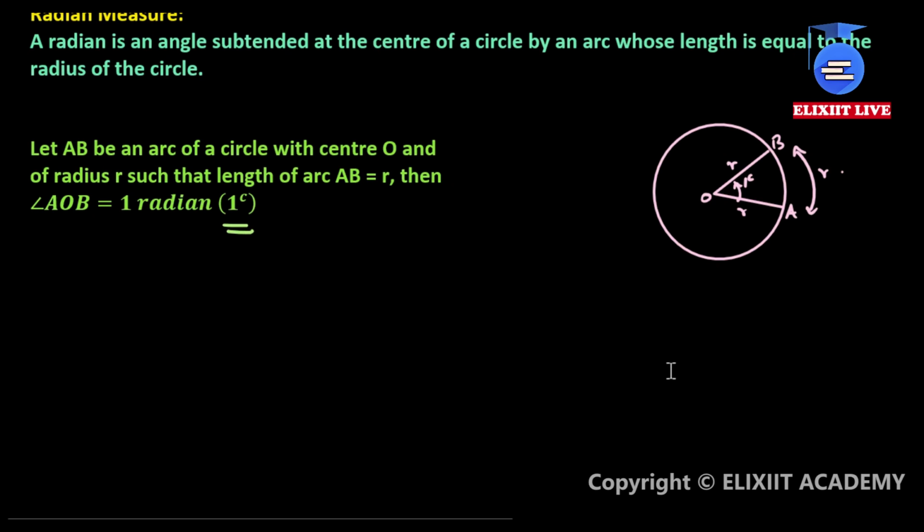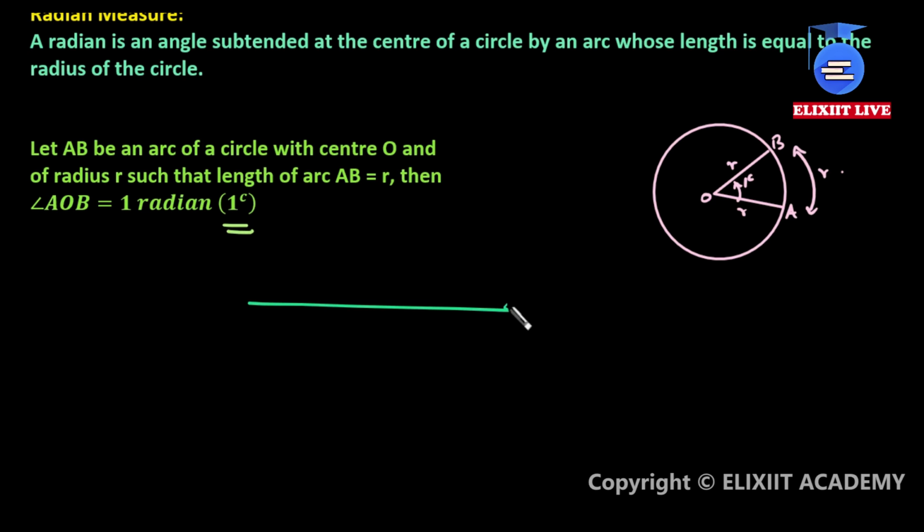So what I do over here, come down to the radian measure part. We're going to do the definition for radian, and what is 1 radian in terms of degree also we have to see, and how to convert also we have to see.